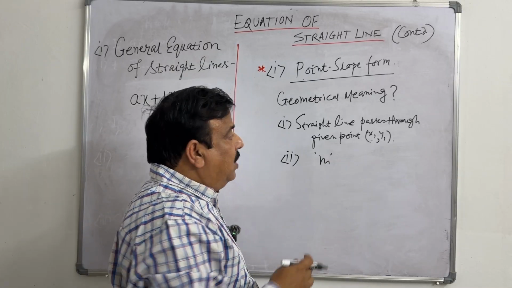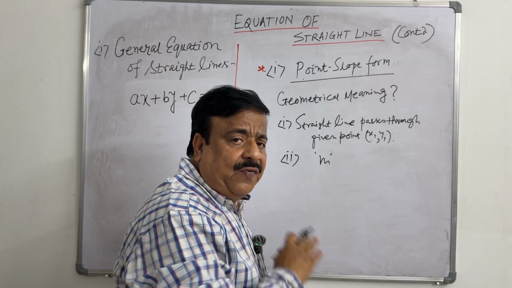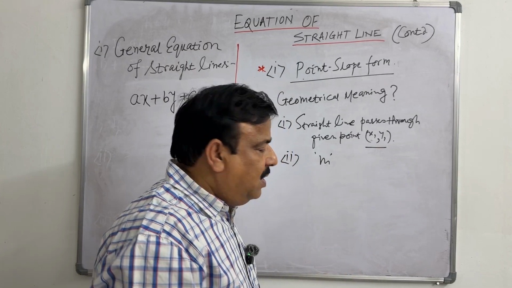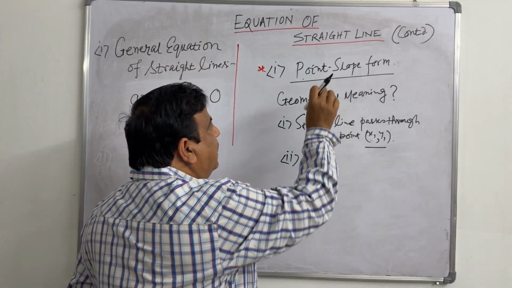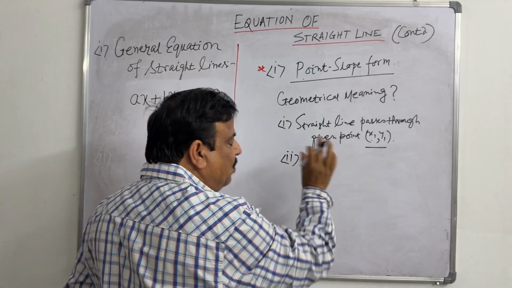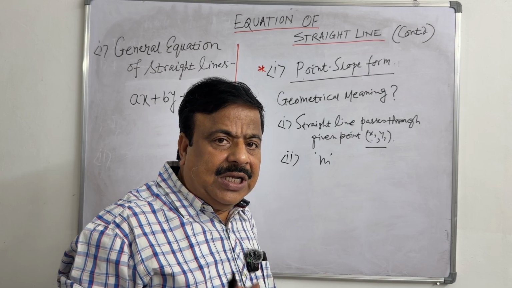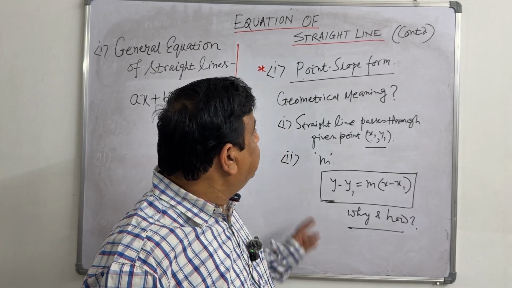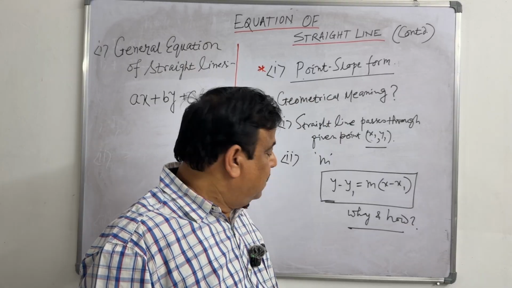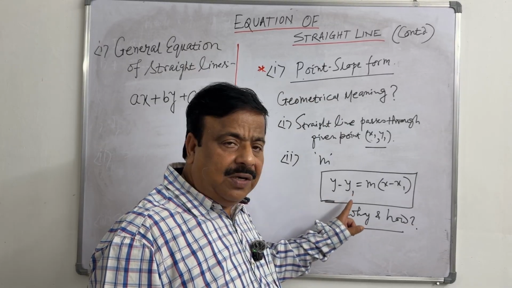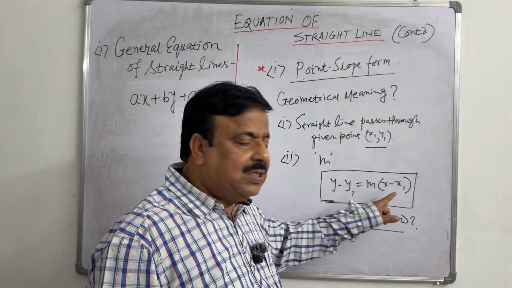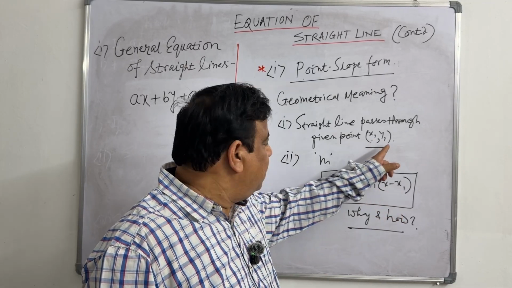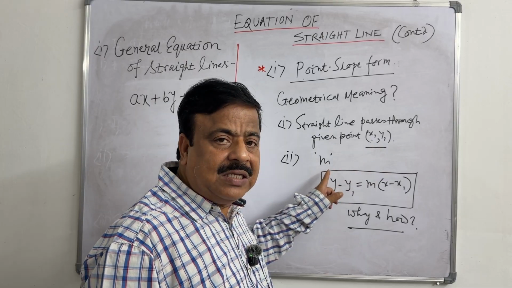So this straight line is passing through a fixed point, say that is x1 y1, and it is having a slope, say small m. Okay, these are given. What is the equation of a straight line in point slope form? That is y minus y1 is equal to m into x minus x1, where the fixed point given is x1 y1 and the slope of the line is small m.